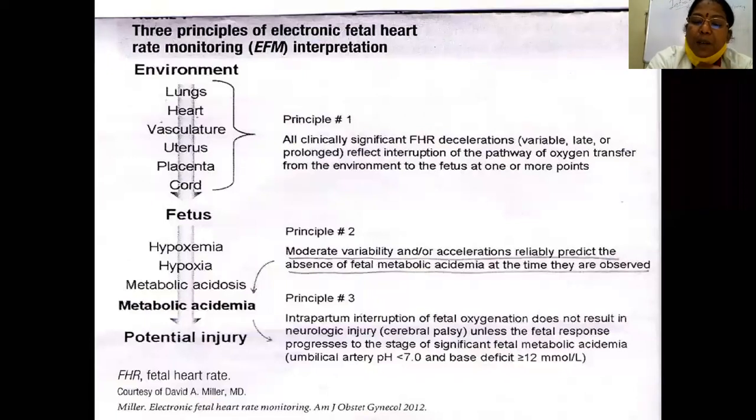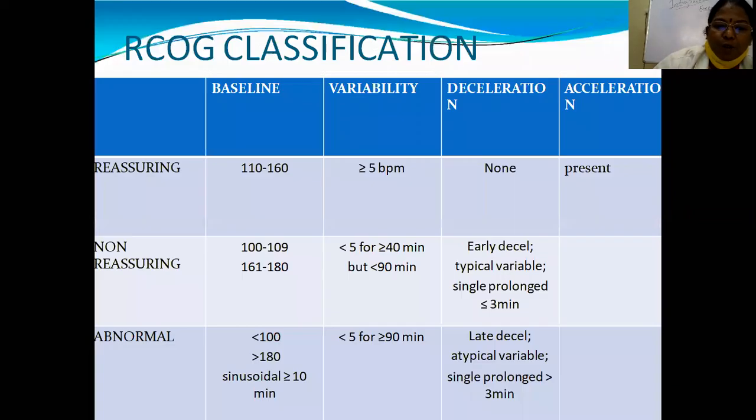Intrapartum interruption of fetal oxygenation does not usually result in neurological injury. Usually there is no cerebral palsy unless the fetal response progresses to the stage of metabolic acidemia. When the umbilical artery pH goes below 7, with changes in the fetal blood, then there can be chances of cerebral palsy and brain injuries.